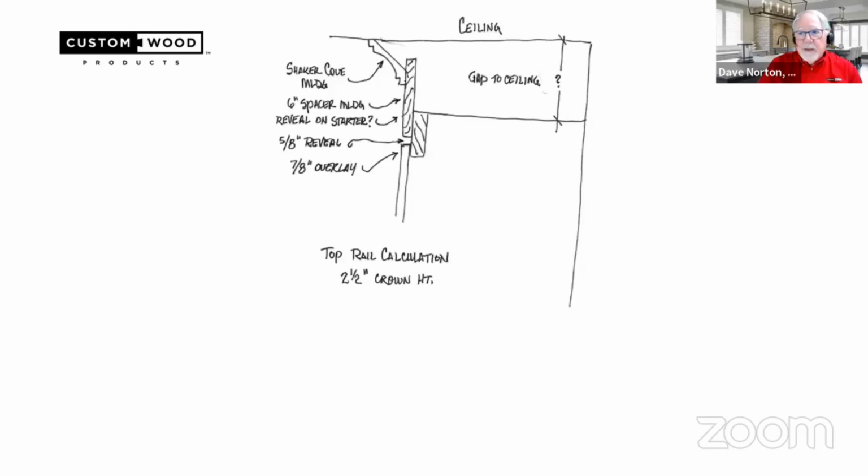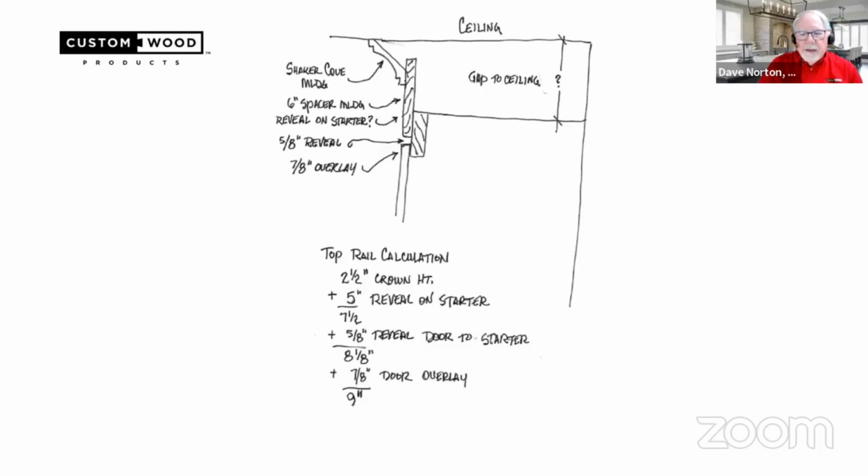We're going to take the crown, and I just decided we're going to have a 5-inch reveal on the starter. So we go to 7.5. We add our reveal on the door to the starter, and the overlay. So we're a total of 9 inches down from the ceiling to the bottom of that top rail.